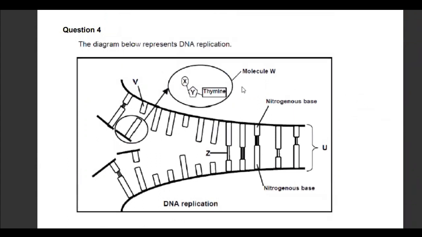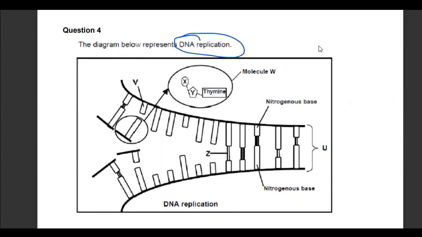This is a DNA molecule. If you look at it here, you see it is a DNA molecule. And why is it a DNA molecule? Because of the thymine, which is indicated in the nitrogenous base, and also the weak hydrogen bonds and two strands, so it identifies it to be a DNA molecule. It cannot be RNA, because even here, they say this is a DNA replication.